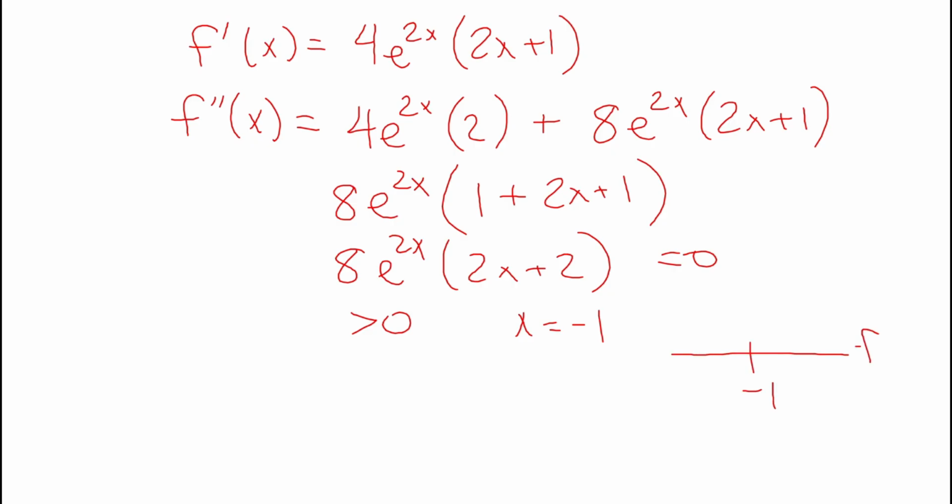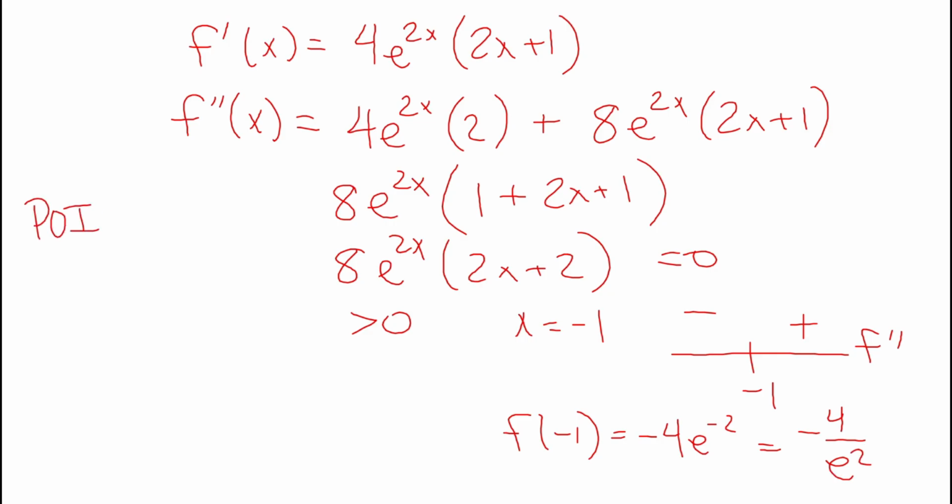We'll put it on our sign chart. Plug in something more than that, like 0, and we get a positive for our second derivative. Plug in something less than negative 1, like negative 1,000,000, and we get a negative for our second derivative. So we do have a point of inflection at negative 1. Right? f of negative 1 should be negative 4, because it was 4x e to the negative 2, or negative 4 over e squared. So our point of inflection is going to be negative 1, negative 4 over e squared.